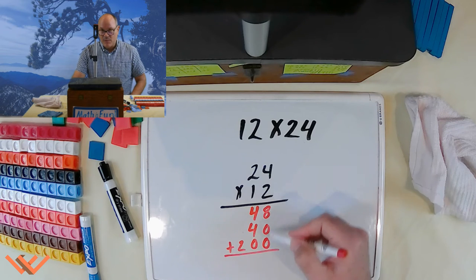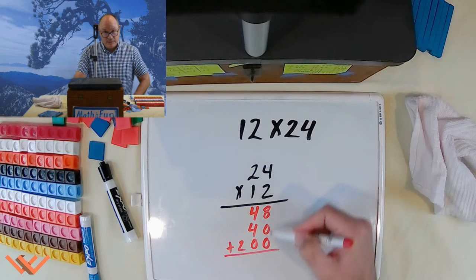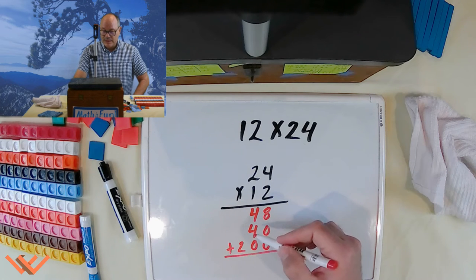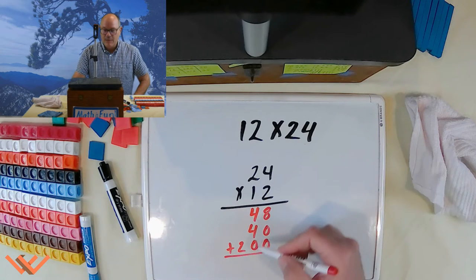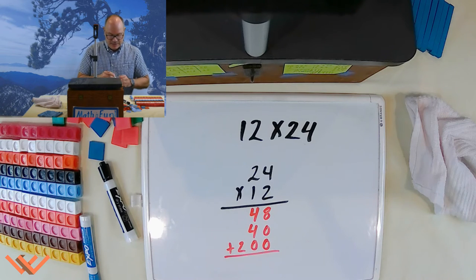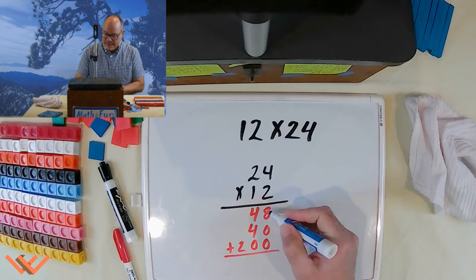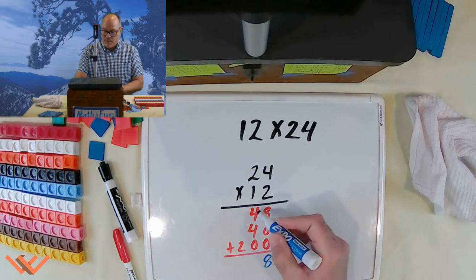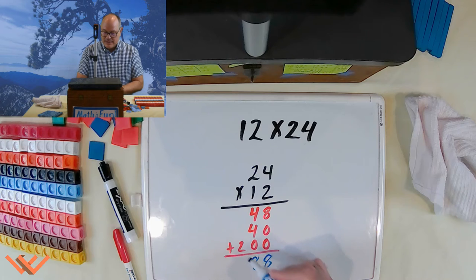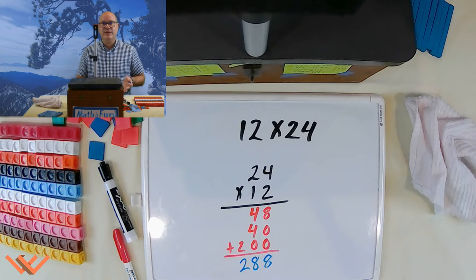Now, notice how I have my ones in the ones column, or the ones place value. I have these numbers, that's 40 and 40, in the tens column, or the tens place value, and the 200 in the hundreds place value. Let's add it all up and see if we get the same answer. So 8, 4 tens plus 4 tens is 8 tens, and then 200s, 288. We got the same answer whether we did it as a partial product or using the distributive property.